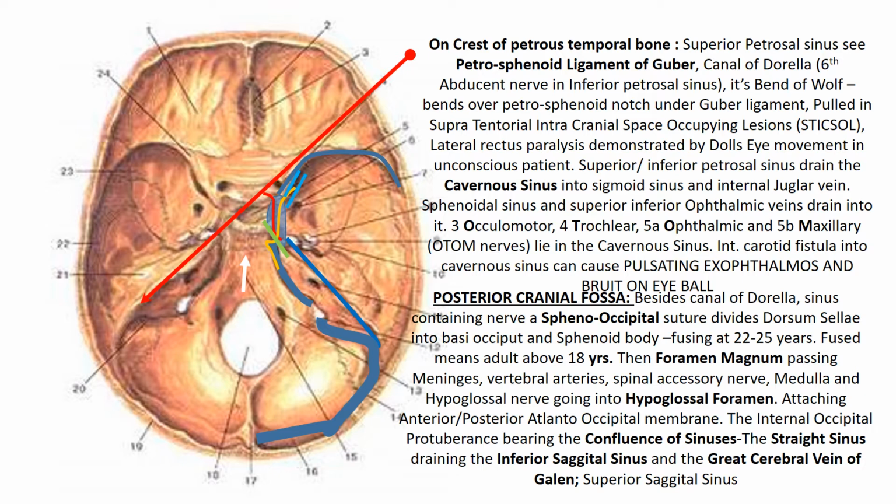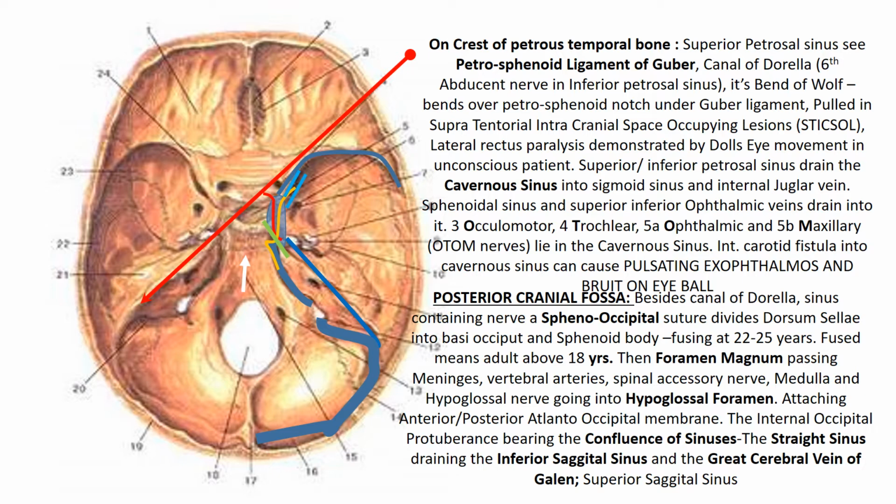So if there is a supratentorial lesion, an intracranial space occupying lesion, then it pushes the tentorium cerebelli down and the hindbrain down, and this nerve, the abducent nerve, gets stretched at the bend of Wolf. This is called the bend of Wolf. Then the nerve lies lateral to the abducent artery, enters through the superior orbital fissure and supplies the lateral rectus. So the lateral rectus gets paralyzed.